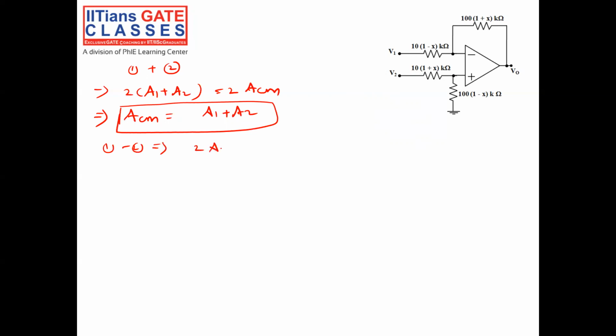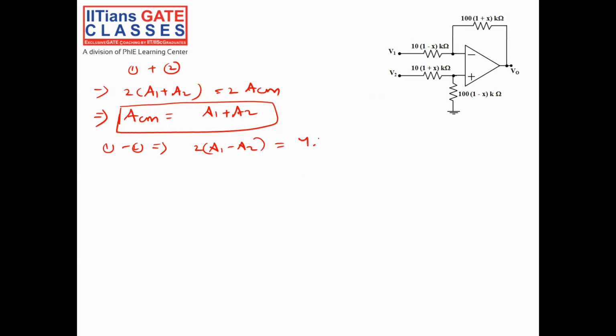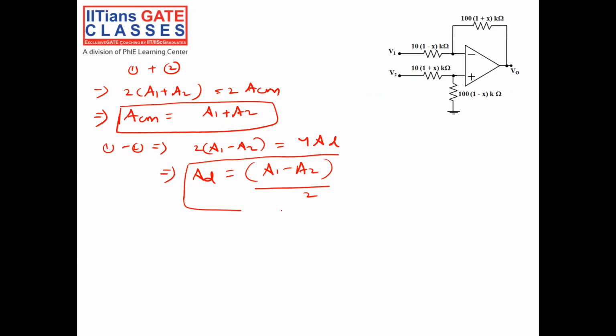2 into A1 minus A2 on the left side. Now, here we get 2AD plus 2AD is 4AD. So AD is equal to (A1 minus A2) divided by 2. This is one of the most important equations. To calculate ACM and AD, we need to calculate A1 and A2. If you have A1 and A2, I can calculate ACM and AD. So first, calculate A1.